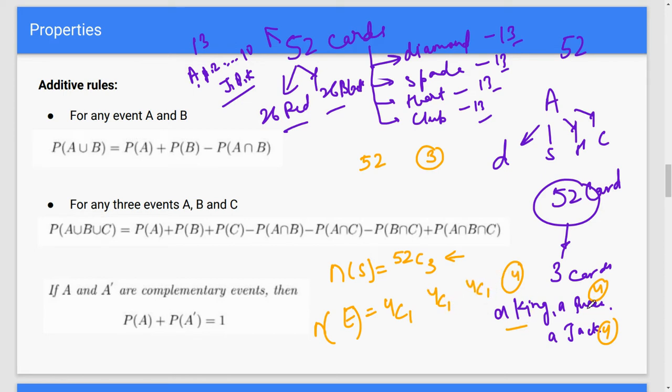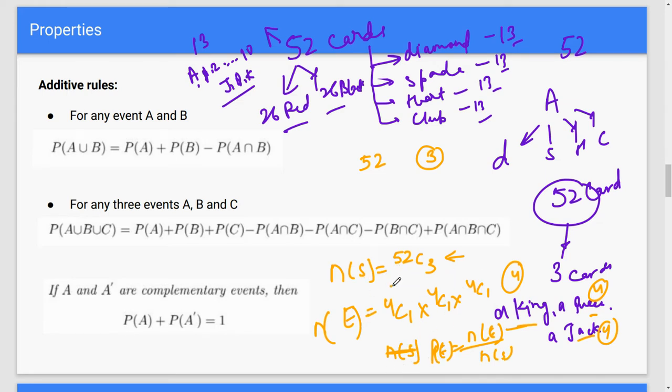Since you are completing all these tasks simultaneously, a king is there, a queen is there, and a jack is there. It's not like a king is there, or a queen is there, or a jack is there. That's a different thing. So that's why you need to put the multiplication here. Then P will be N E upon N S. Whatever the calculation comes, just divide those two things and you will get the probability.